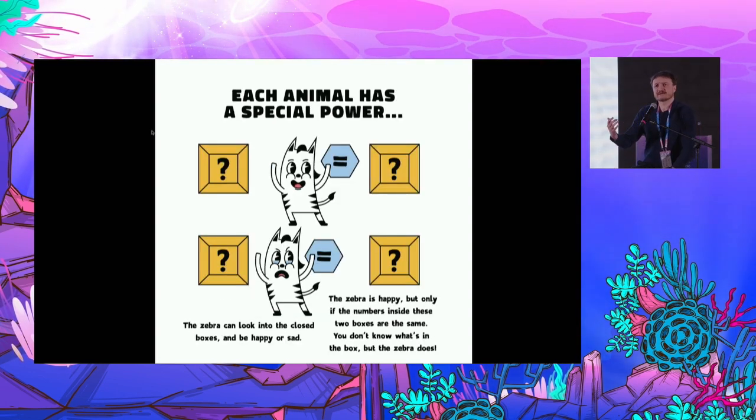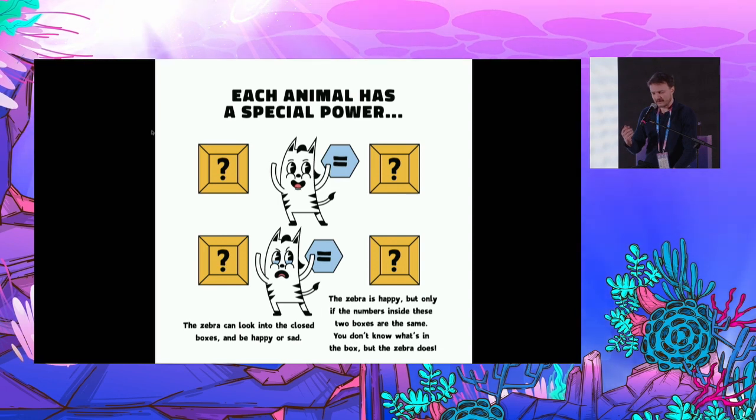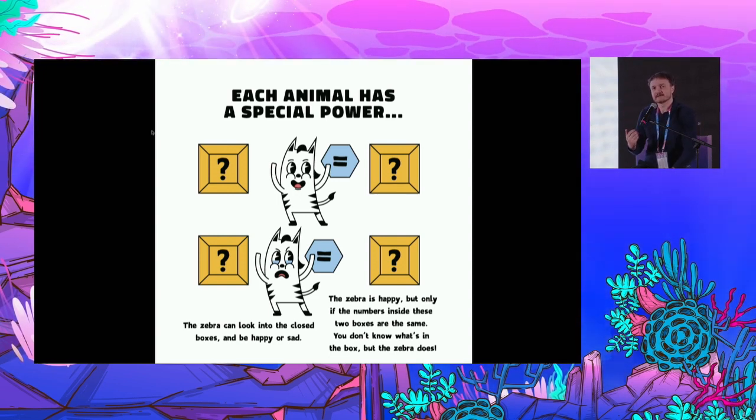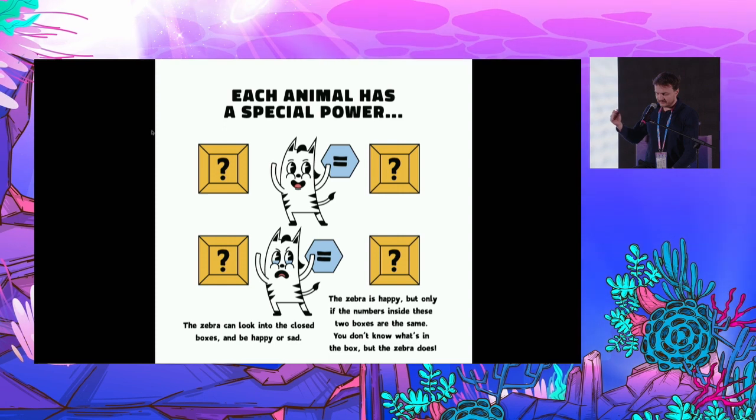Now, we had a set of animals, and each animal has a special power. Animals can look inside the closed boxes. Then, depending on the type of the animal, they can be happy or sad. For example, we have equal zebra. Equal zebra is happy when 2 boxes have the same value. Now, if they don't have the same value, equal zebra is sad. The important thing here is you don't know what's inside the box, but zebra does.